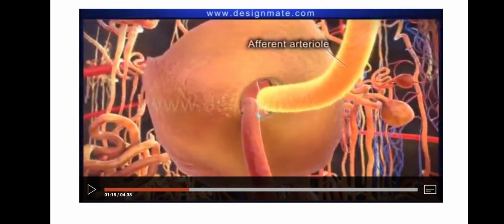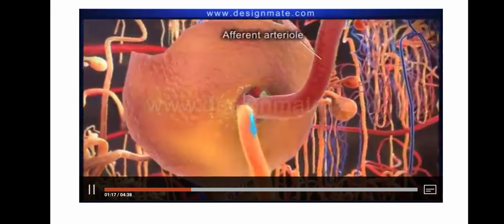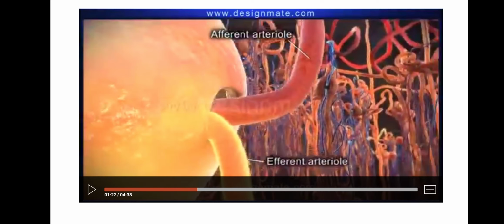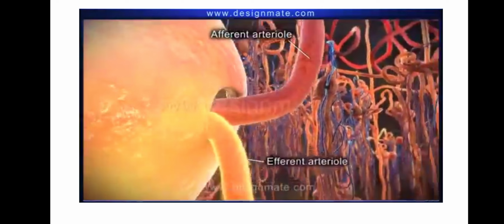Like we see, thicker than the blood vessel exiting the capsule, which is thinner and is known as the efferent arteriole. Do you hear that? One is thicker, one is thinner. Thicker means bigger in diameter, and the other is smaller in diameter. So going from a big diameter to a small diameter, it will create a high pressure. This is called ultrafiltration.